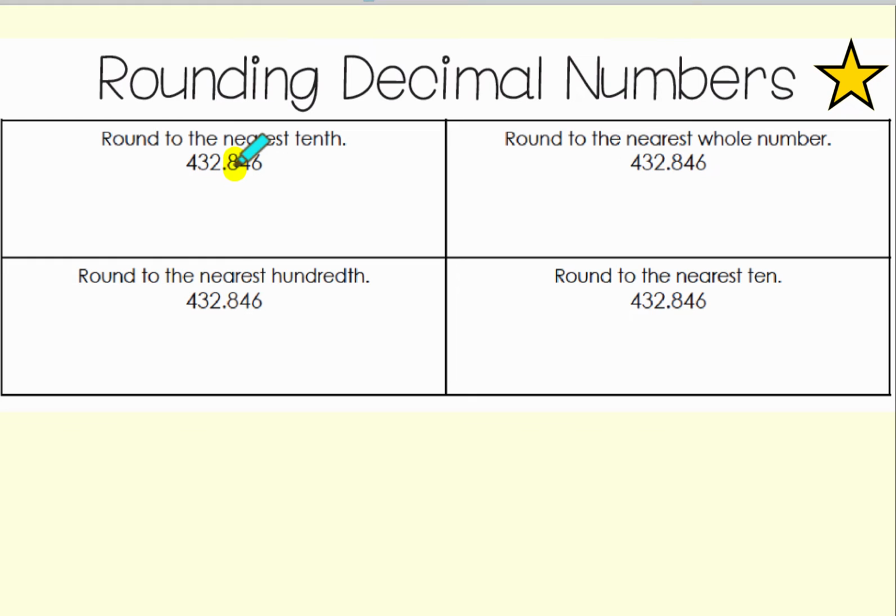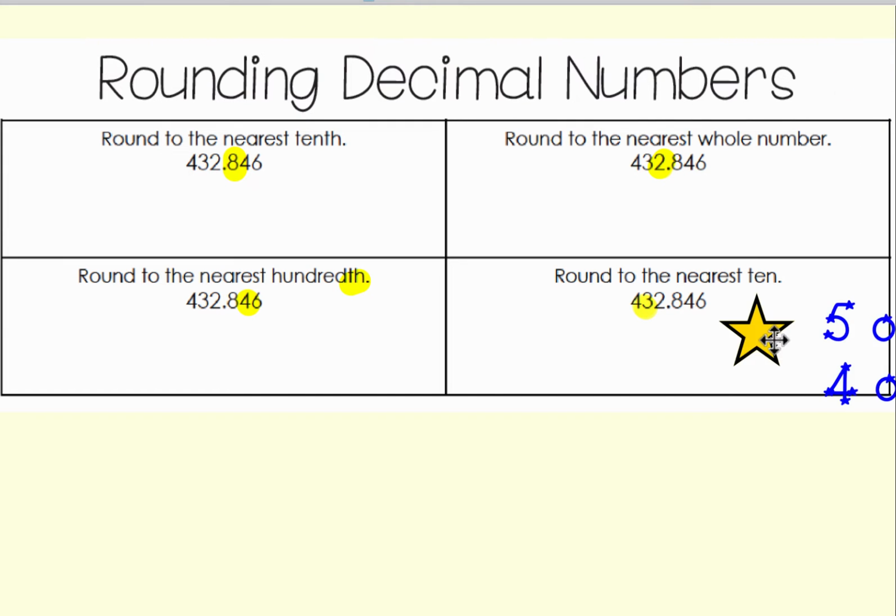In this next one, I went to the nearest whole number, which means the ones place. Round to the nearest hundredth, it has that little "th" there, means I want the hundredths place, which is 2 to the right. Round to the nearest 10, no "ths" at the end, means I want the tens place, which is where that 3 is.